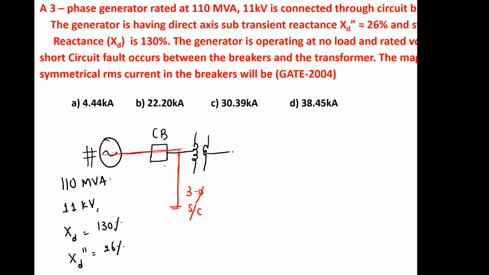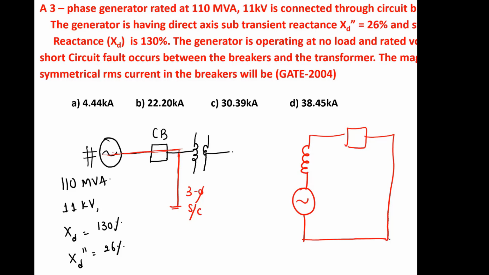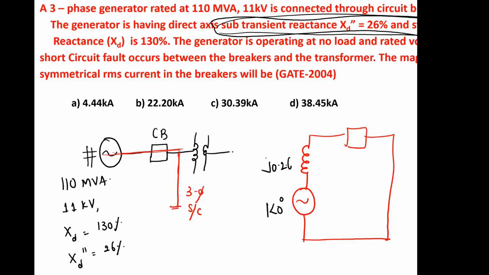So if you draw the per unit impedance diagram, it's very simple. There is only one generator, after that a circuit breaker, and then you have a short circuit. The per unit voltage is 1 angle 0. For calculating the fault current, you have to take the subtransient reactance of the synchronous machine, as we have already seen in one of the notes. So it will become 26%, which in per unit is j0.26.